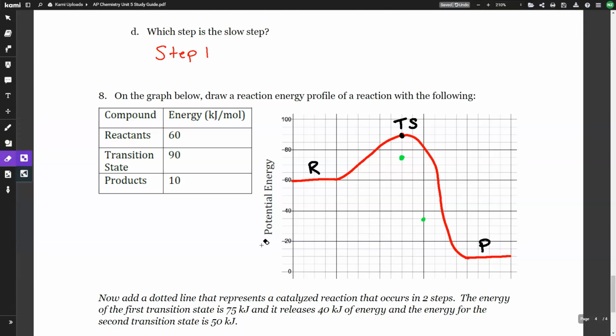And then it says the energy for the second transition state is 50. All right, so we're going to bump up to, let's say, I don't want to draw this on top of the other one. Let's put it at 50 here. Okay, so we'll go up to our first transition state. We'll go down to there, we'll pop up to here, and then we'll finish down here. So this is transition state 1, this is transition state 2, and there you go.